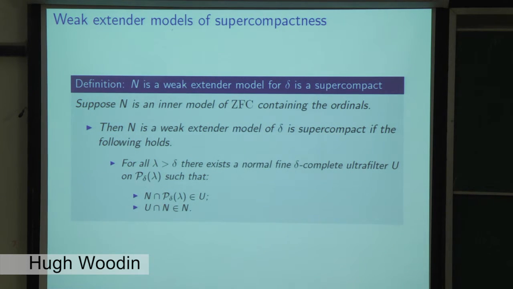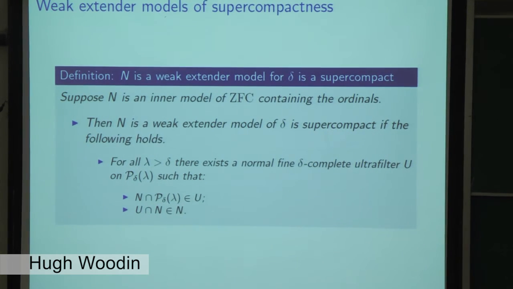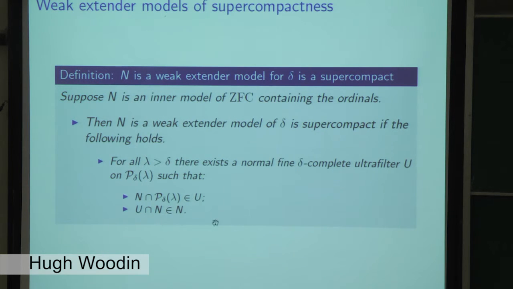This is the notion of a weak extender model for supercompactness. You've probably all heard me make this definition many times. N is an inner model of ZFC containing the ordinals. N is a weak extender model for delta supercompact if for all lambda bigger than delta, there's a normal delta-complete fine ultrafilter U on P_delta(lambda) such that N intersect P_delta(lambda) is in U and U intersect N is in N. So the idea is if you're going to build an extender model for supercompactness, and you're backgrounding it, you would expect to produce a weak extender model for supercompactness. And then you can analyze these models and get lots of interesting properties.